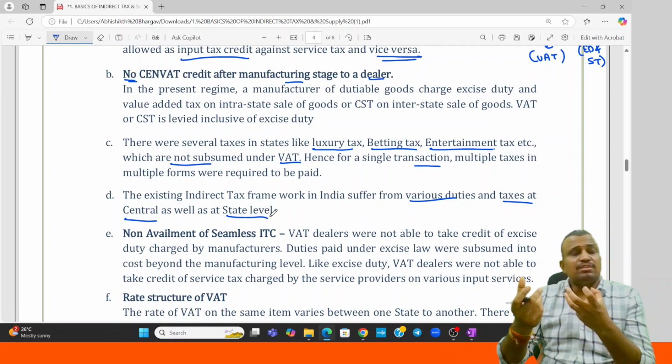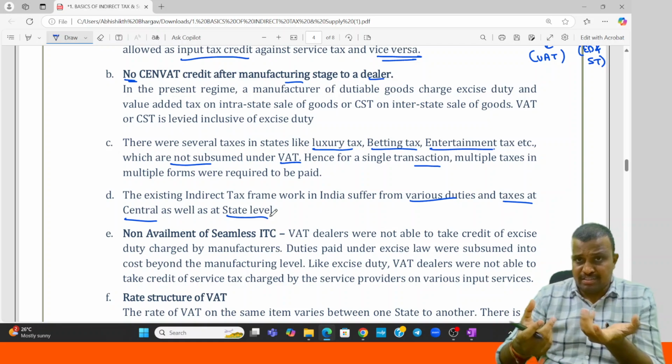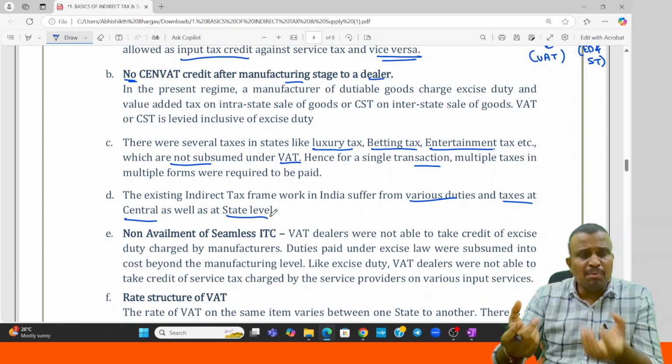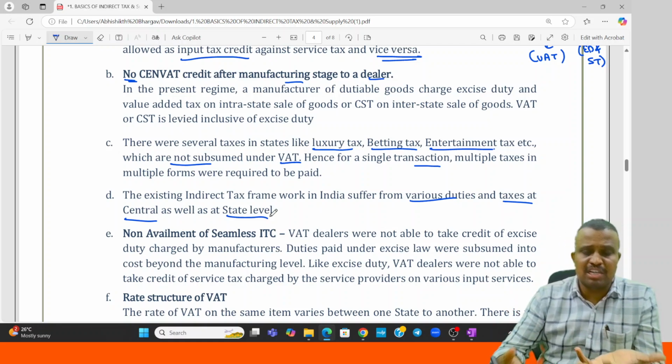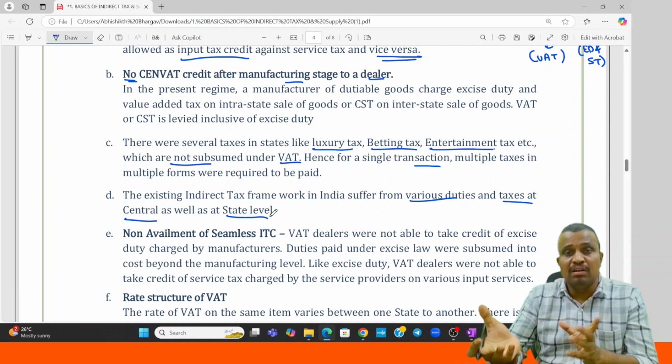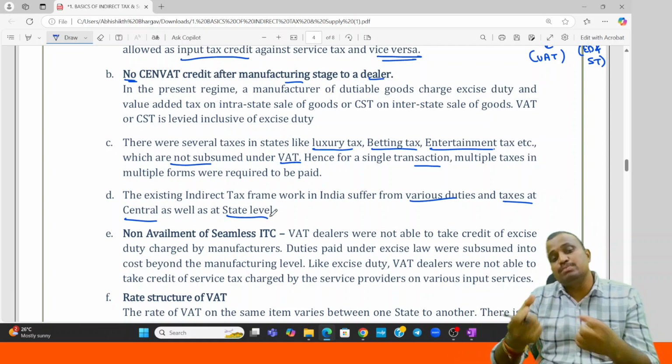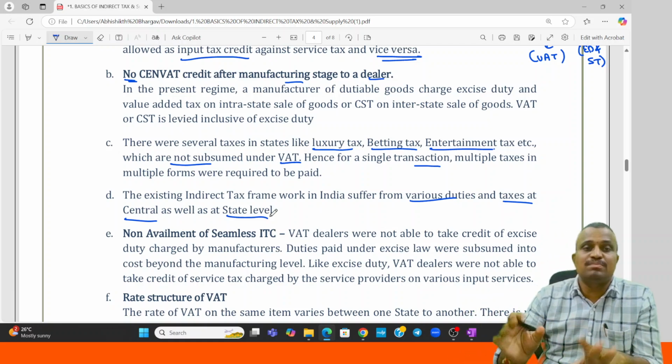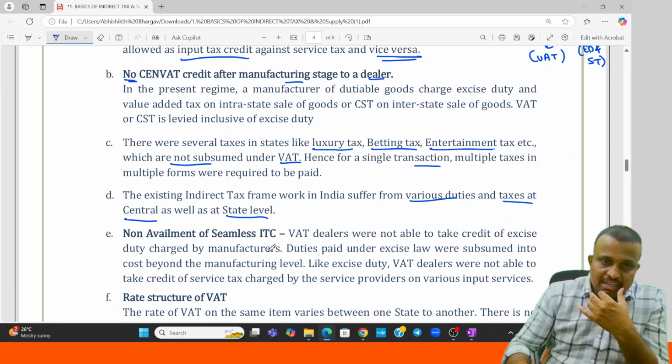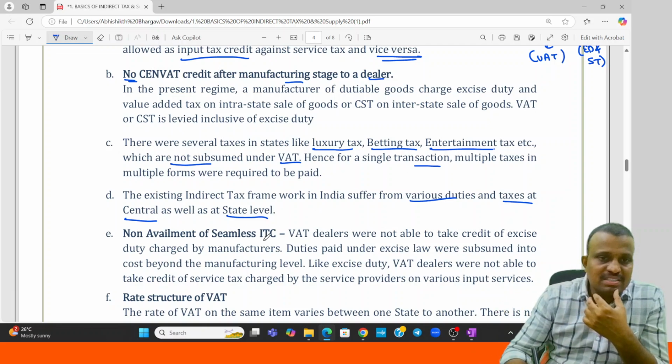Which types of indirect taxes were there previously? Among them, how many were levied by the central government? How many were levied by the state government? Out of all, how many are subsumed under GST? How many are not yet subsumed under GST? And non-availment of seamless ITC.